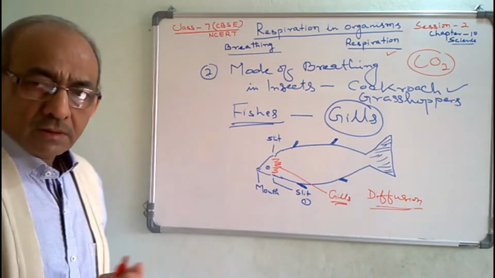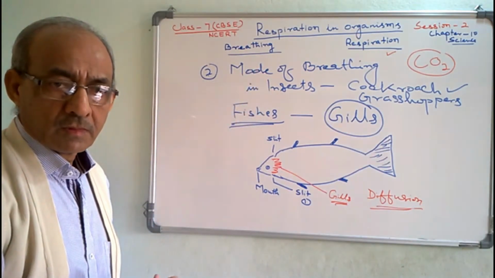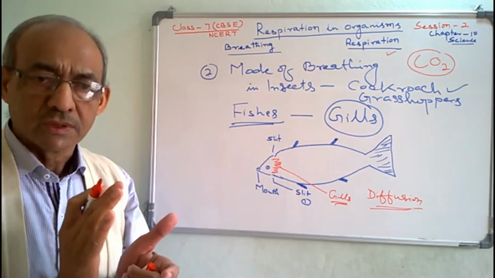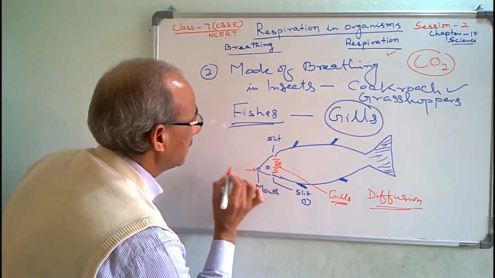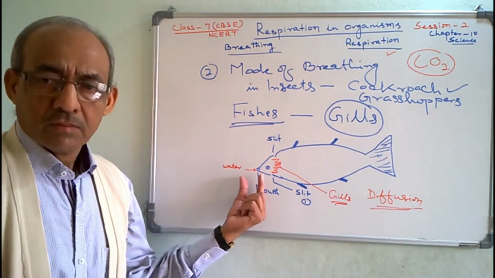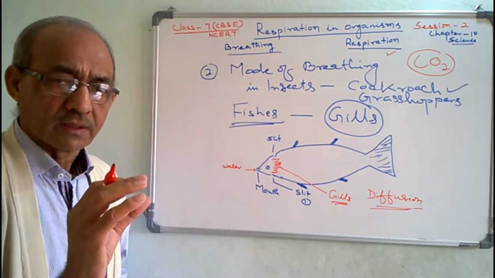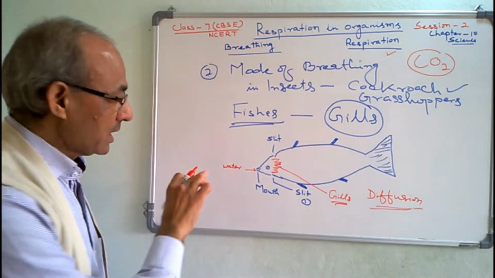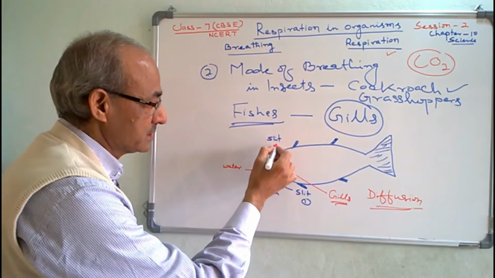Here, for facilitating the breathing, it is very much essential that gills always remain in touch with the water. So, the fishes always intake water by their mouths. Always. Fishes in water always keep their mouths open so that water can enter continuously. And water ultimately passes through these gills.